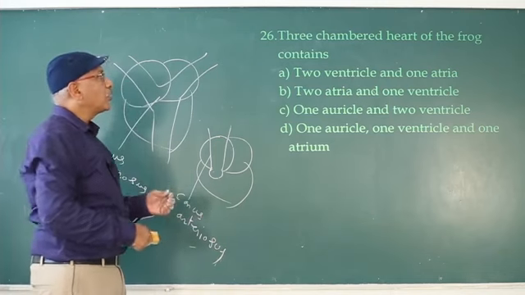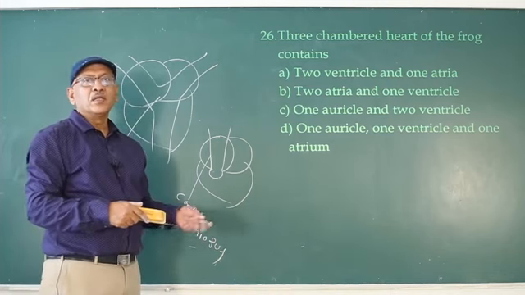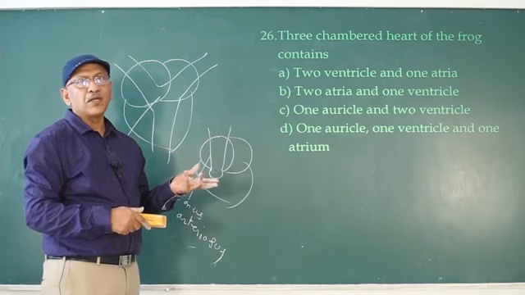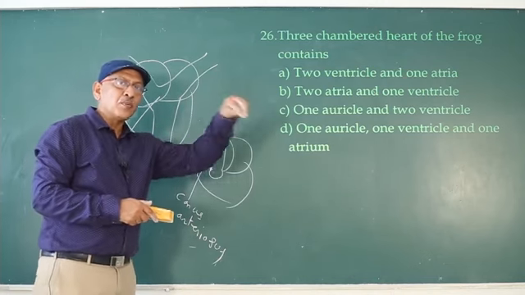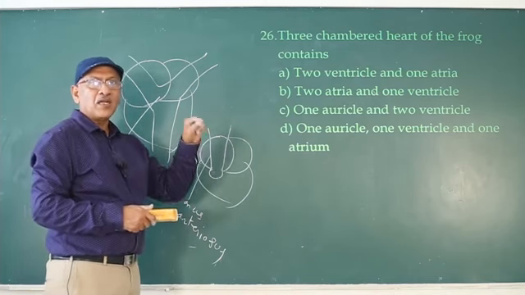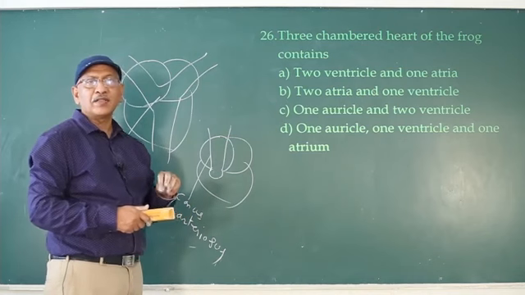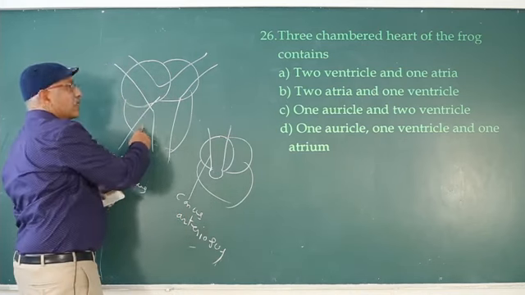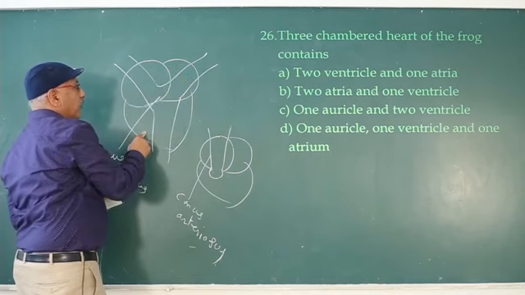So here is another possible question. The number of chambers that help in circulation in frog is 5 chambers. Not only the chambers present in the heart. Number of chambers help in circulation is 5 chambers: 3 chambers in the heart, 2 atria and 1 ventricle.